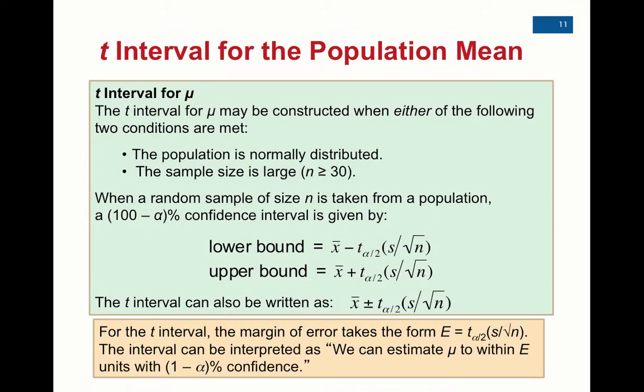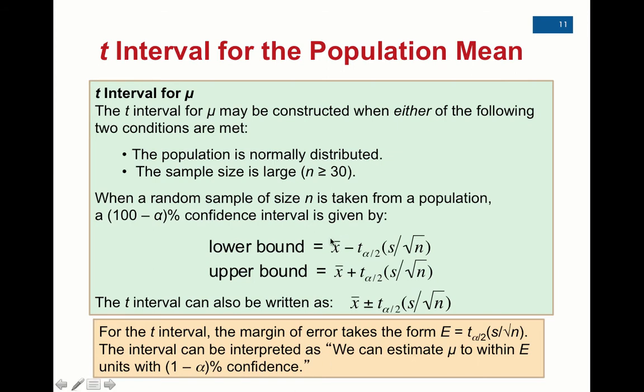So the t-interval for the mean can be constructed when either of the following two conditions are met: if the population is normally distributed or the sample size is large enough, greater than or equal to 30. So generally, we're going to satisfy the second requirement because we might not always know if the distribution is normal. So we're going to make sure that we have a large sample size. And when we take a sample, our best estimate of the population mean is our x bar, our sample mean.